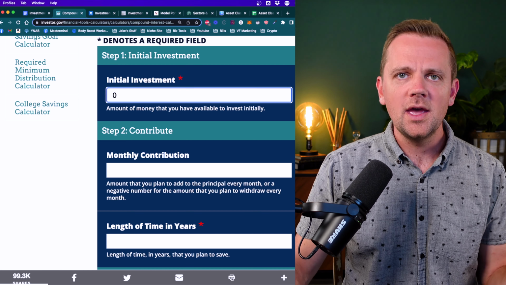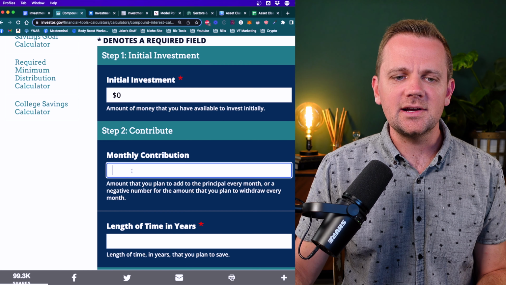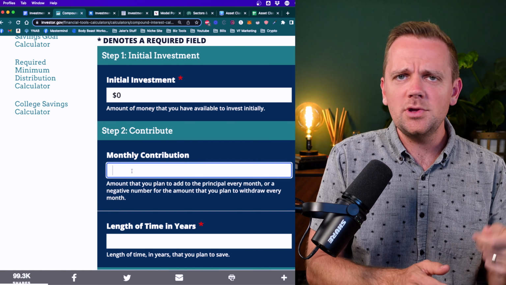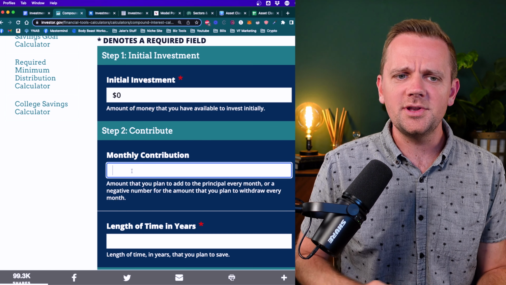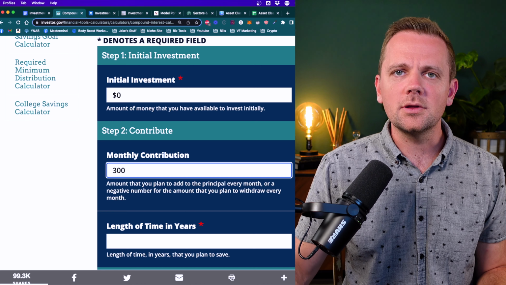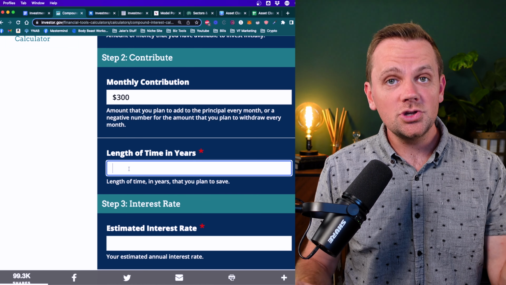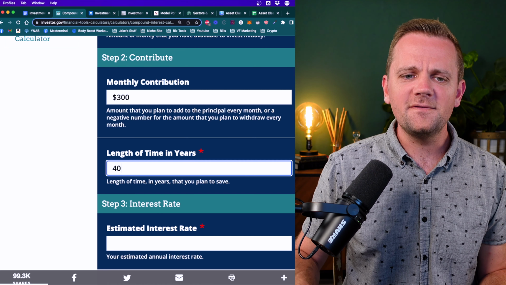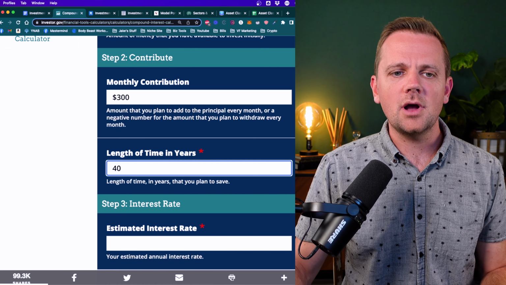There's nothing here. And let's say you're in your 20s and you're going to only be able to contribute maybe about $300 a month between your 401k contribution and a little bit into the IRA. You're going to put about $300 a month away. But because you're young, you have a longer time to invest before retirement. So let's put in 40 years of time you're going to compound.